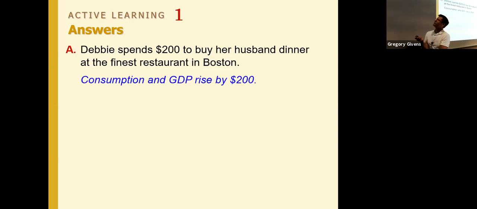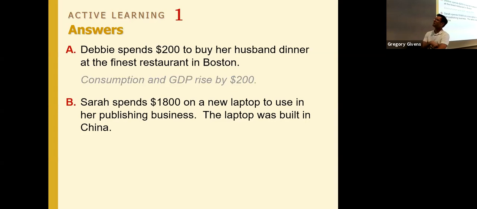Yeah, so consumption, this is a non-durable good, right? This is a restaurant meal and it will rise by 200 and so GDP will go up by 200. Really straightforward. How about B? Sarah spends $1,800 on a new laptop to use in her publishing business. The laptop was built in China. How does that transaction impact GDP?